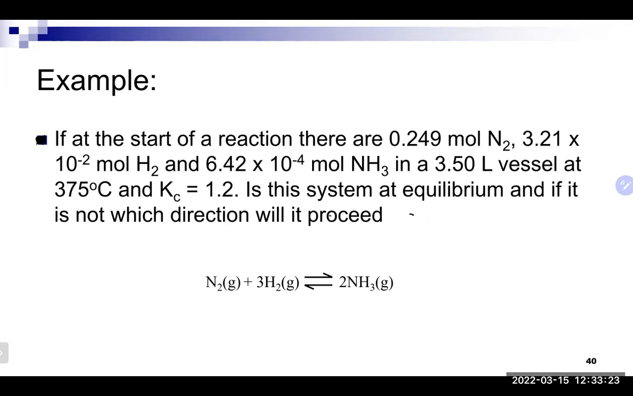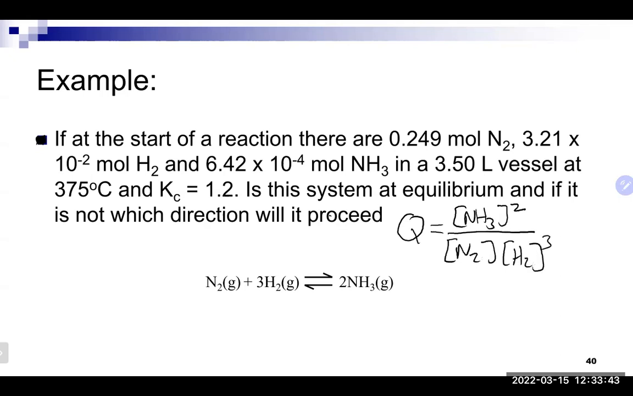To calculate Q, it's the exact same way as you would do K. If we were to write the expression for Q, it would be our products, the concentration of NH3, which we would need to square because of the coefficient, divided by the concentration of N2 and the concentration of H2, which we would again have to cube. In this case, it gave us moles and liters, so we need to convert everybody into molarity.